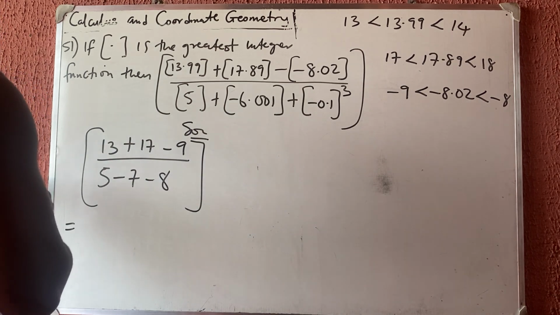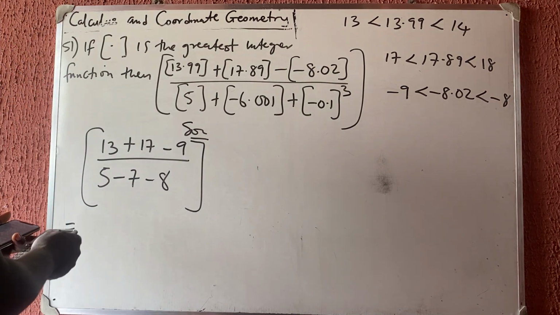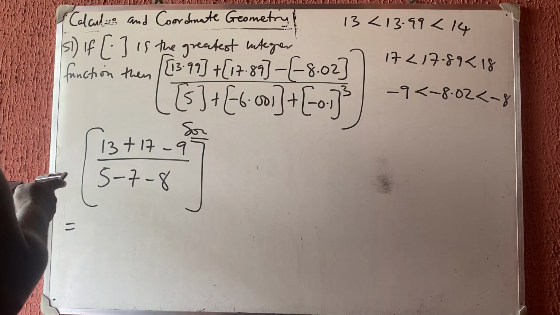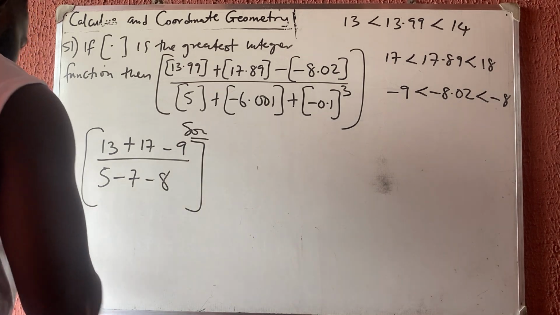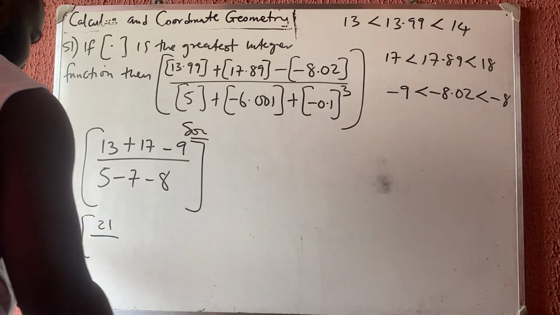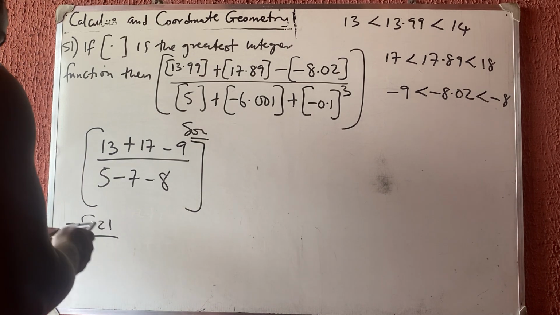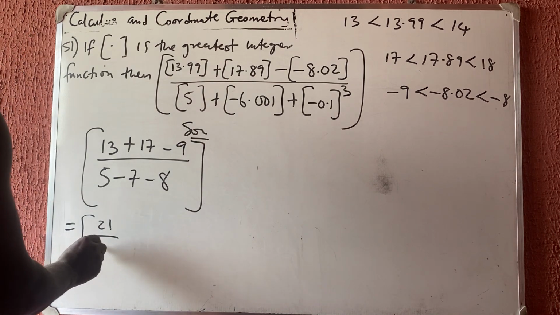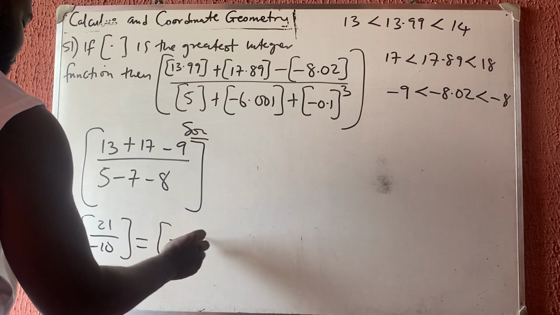So if you do everything, you are going to have 13 plus 17 minus 9. So I'm having 21 up. So I'm having 21 all over. Okay. 5 minus 7 minus 8. So I'm having minus 10. So minus 10. So if you divide, you are going to have minus 2.1.